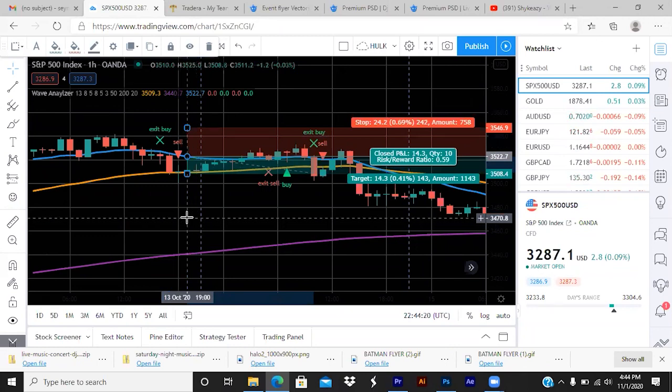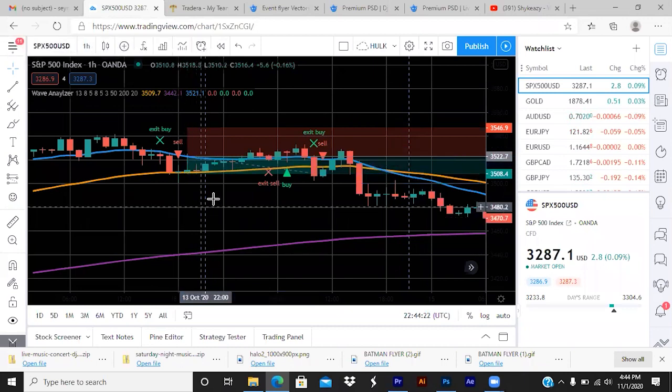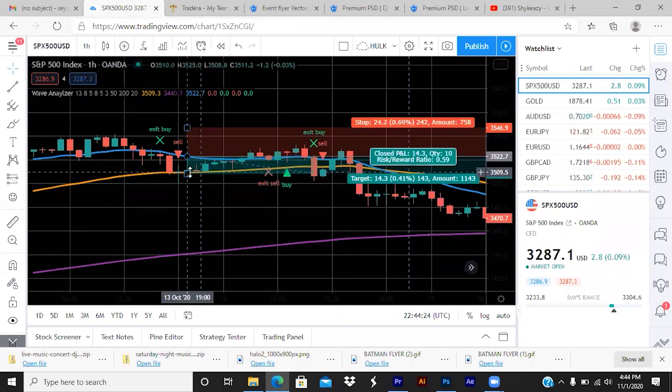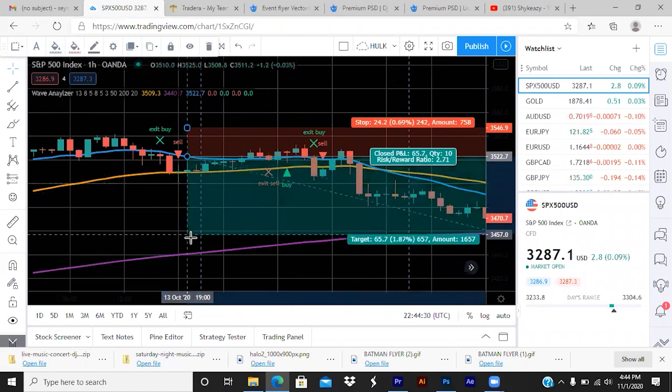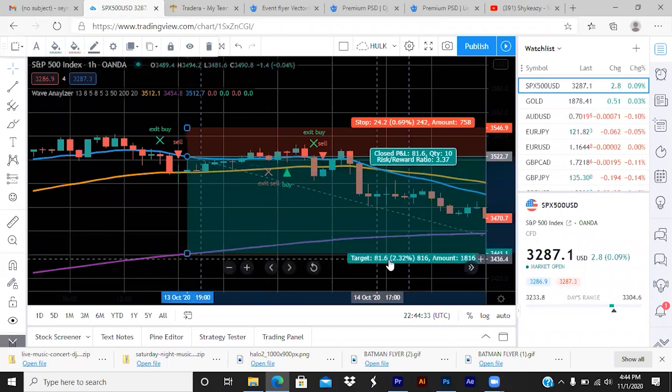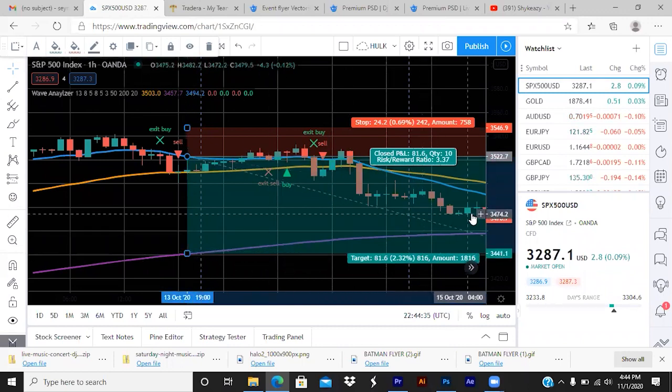So I know I'm risking 240, right? I know I'm risking 240 for what? For what, family, right? So TP1 is what? 132. And if you come down to TP2, which is the purple, that is what? 816, right? So let's look at the comments real quick.